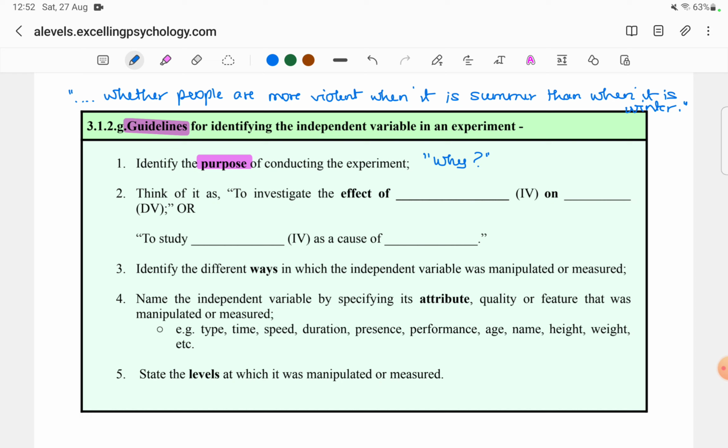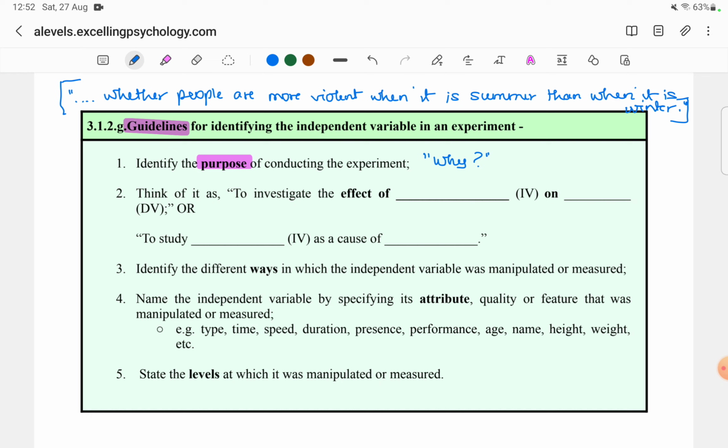Now, the first thing I do when I have a scenario of this kind in front of me in the paper is, in my mind, I ask myself, why has the experimenter conducted this study? So in my own words, I tell myself what the purpose is of conducting the experiment. So I tell myself, the experimenter wants to study whether violence is somewhere being caused or determined by the season outside. This is what I am understanding as the purpose.